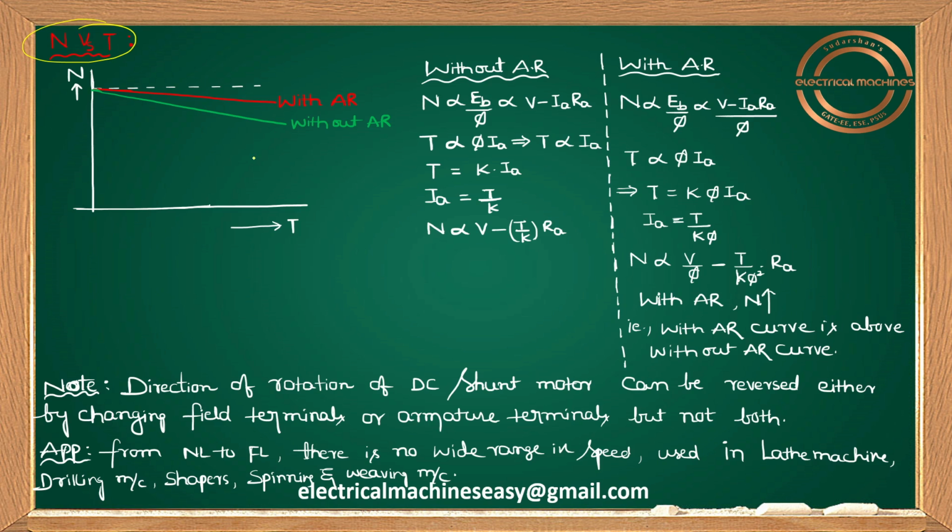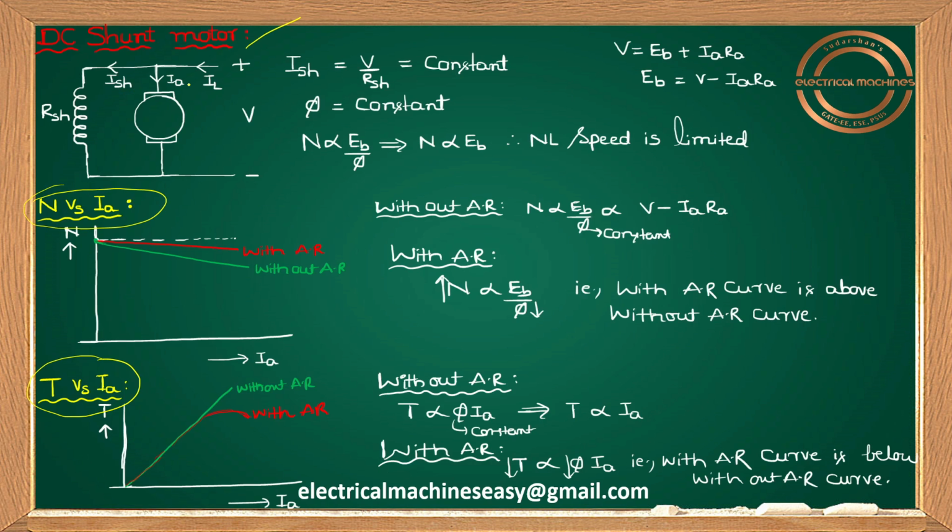Yes, first of all, let me take a DC shunt motor. Okay, you know DC shunt motor. The supply is given here, plus minus DC supply. IL will divide as IA and ISH. And please tell me, guys, what is the formula for ISH? ISH means the voltage across the shunt field winding, so you can say ISH equals V by RSH.